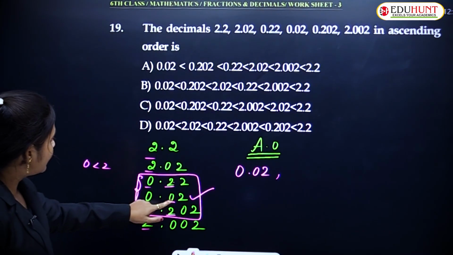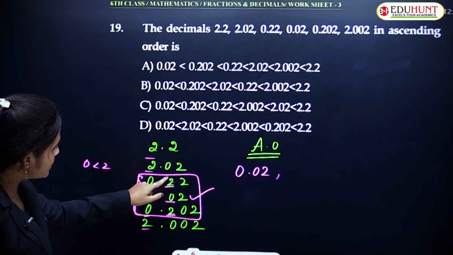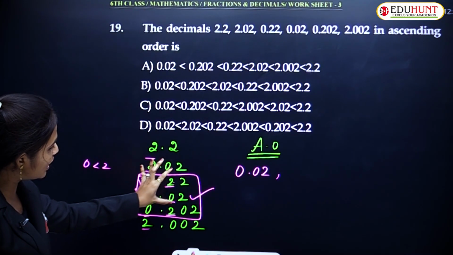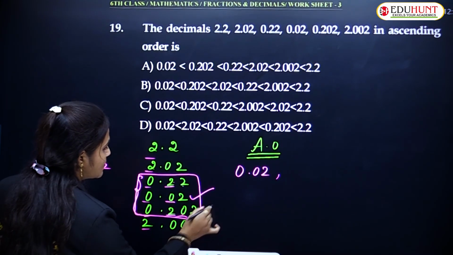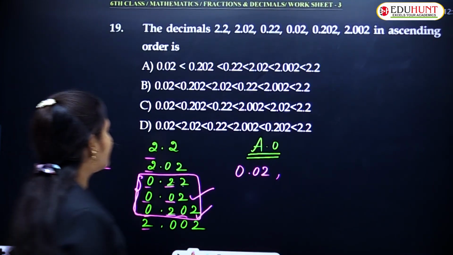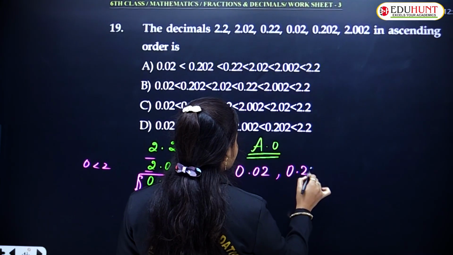Next, here after that 2 and 2. These two are the same, so you just have to check the next place values. Here 2 is there, here 0 is there. So that's why the second number you have to write is 0.202.